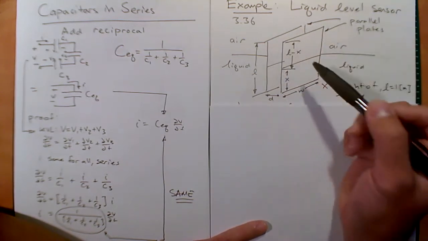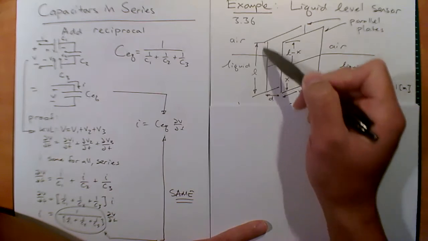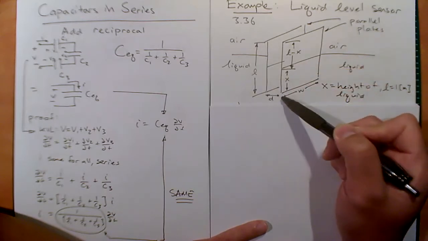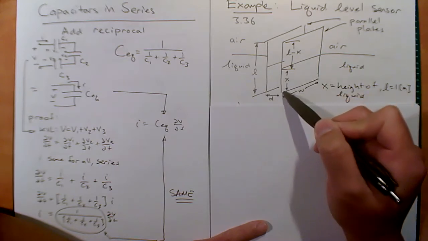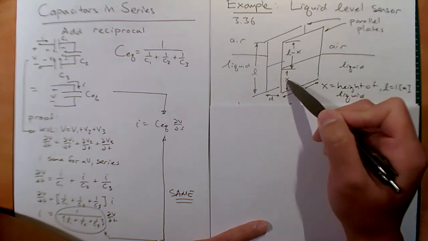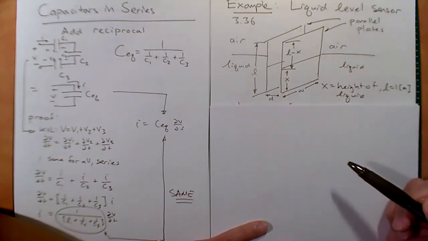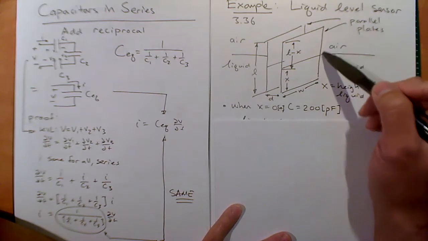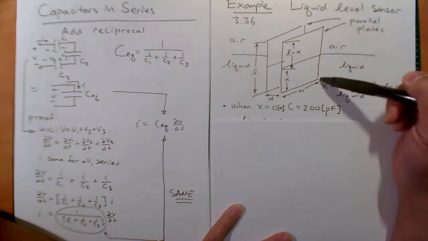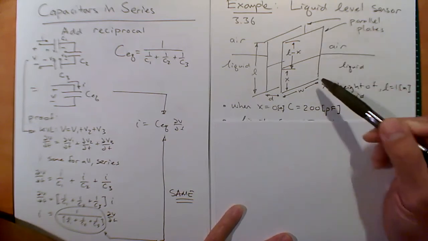So we can set the problem by saying, let's say the total distance of this plate is L, the width is W, and the distance here is D, and the height from 0 to the top of the liquid is X. Well, that means this is L minus X, right? And let's say that the total capacitance, if this liquid level was down to 0, is 200 picofarads.